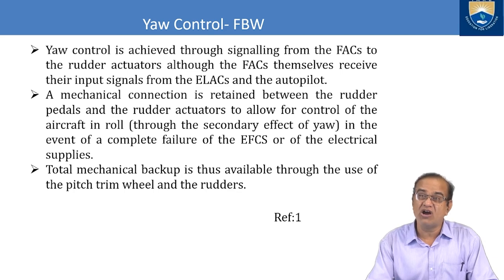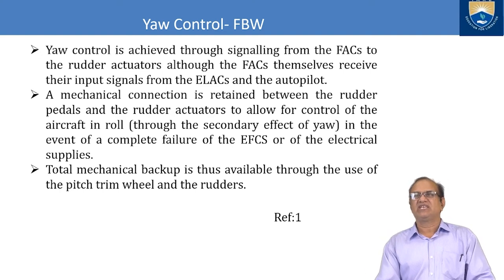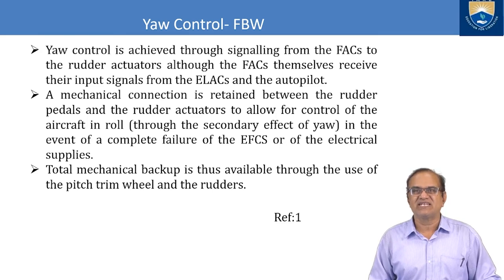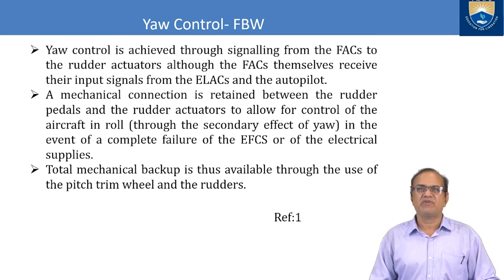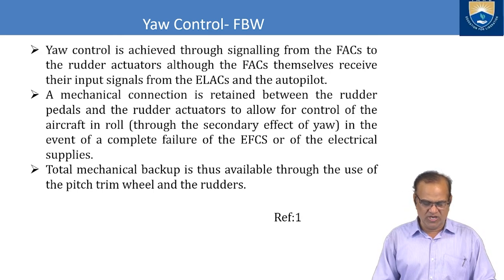Now if I talk about the yaw control, yaw control is achieved through signaling from the FAC to the rudder actuator. The FACs themselves receive their input signals from the ELAC and the autopilot. A mechanical connection is retained between the rudder pedal and the rudder actuator to allow for control of the aircraft in roll through the secondary effect of yaw. In the event of a complete failure of the EFCS or the electrical supply, total mechanical backup is thus available through the use of the pitch trim wheel and the rudder.